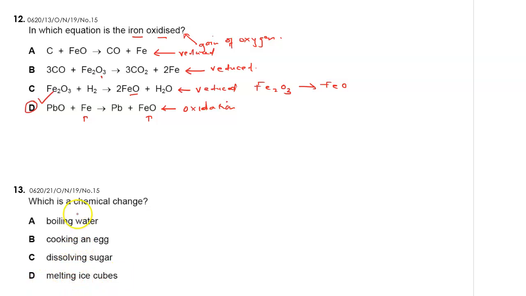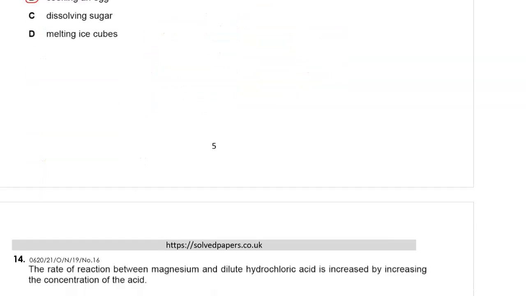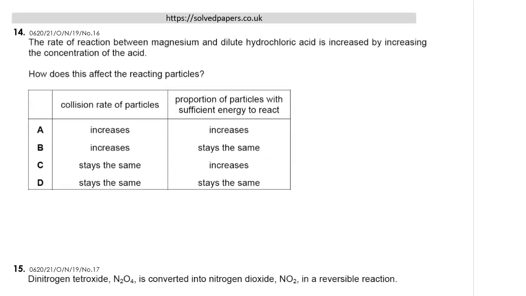Number 13, which is a chemical change? Of course, this one without hesitation, we've looked at it. You just go for B. Cookie and egg is a permanent change. Therefore, that is a chemical change.